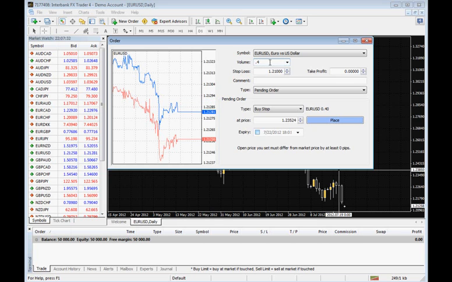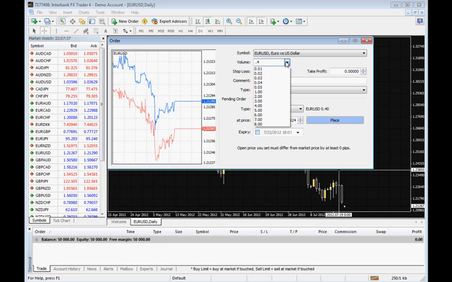Let's say, for example, we needed 41,000 units. That would be 4 mini lots plus 1 micro lot. Well, in that case, we would make this 0.41, right? Because 0.01 is 1 micro lot, and 0.4 is 40 micro lots or 4 mini lots. So if we needed it to be 41, we could put in 41. But again, our trade's 40.